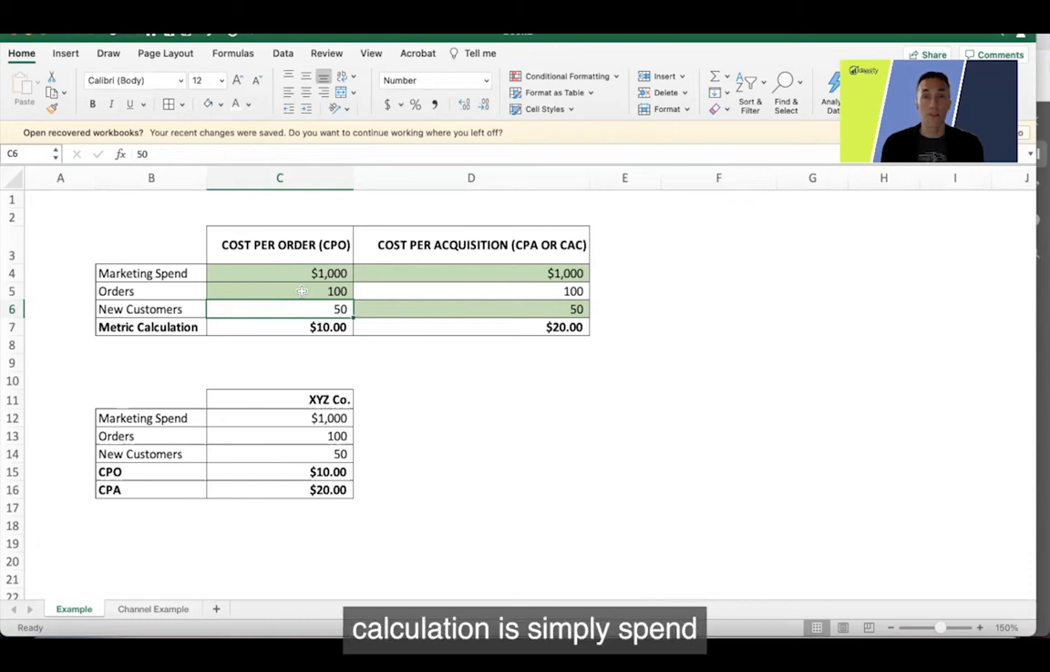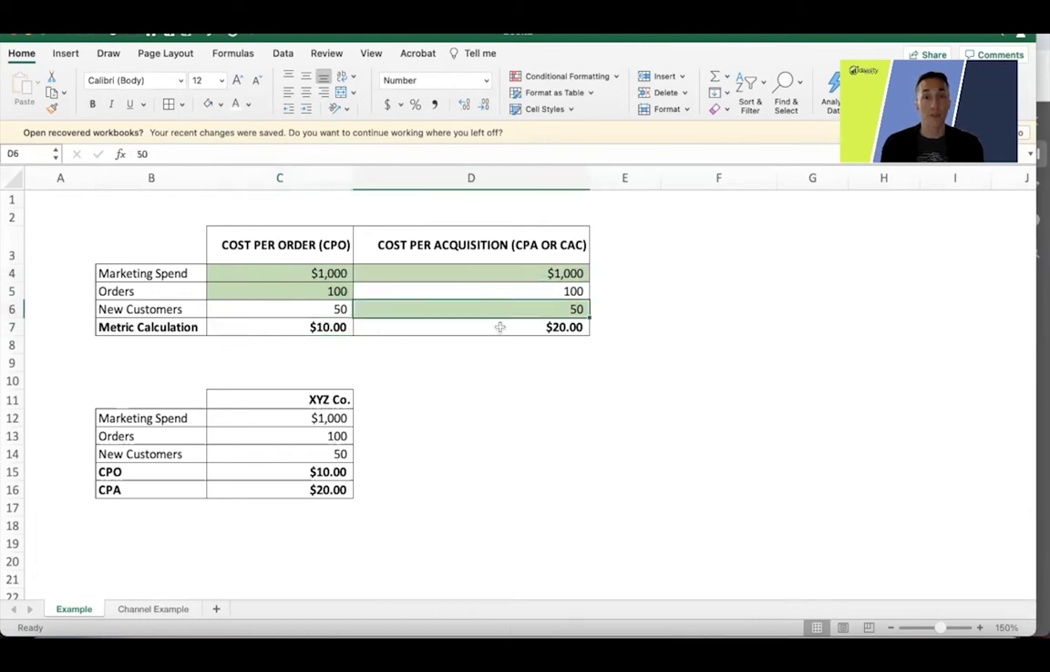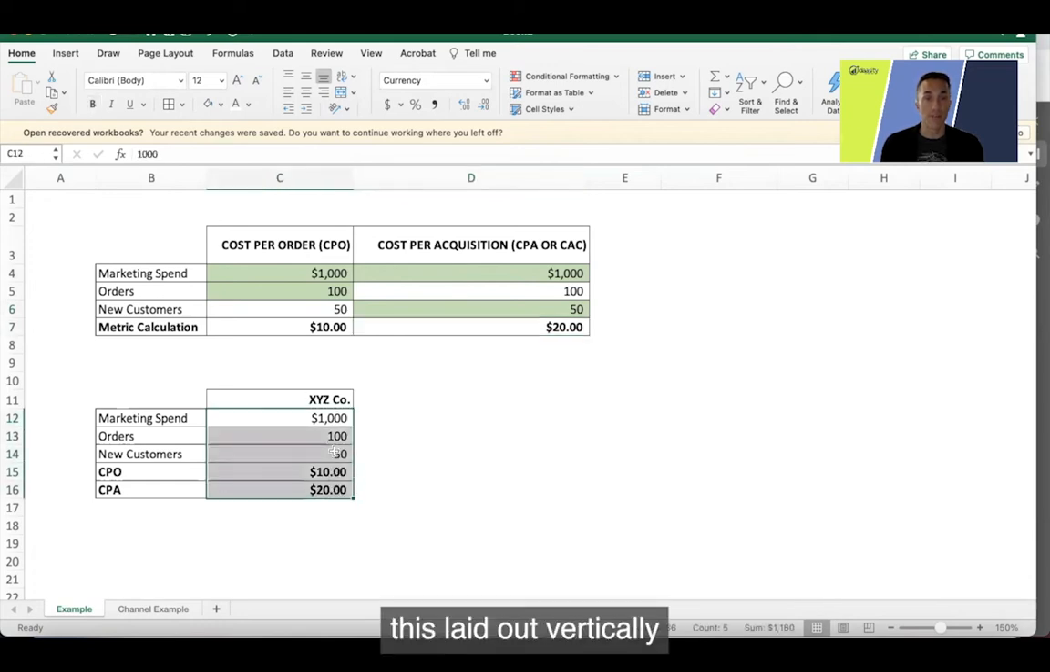The cost per order calculation is simply spend divided by orders. So they have a $10 CPA. Cost of acquisition, on the other hand, is spend divided by new customers. So they have a $20 cost of acquisition. And here you can just see this laid out version, so you can see it all.